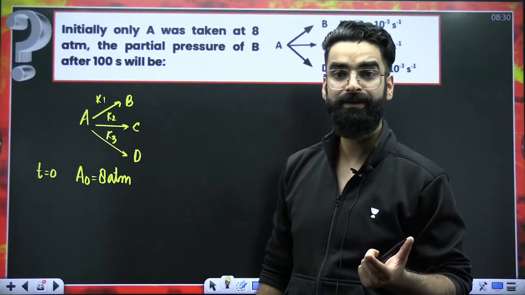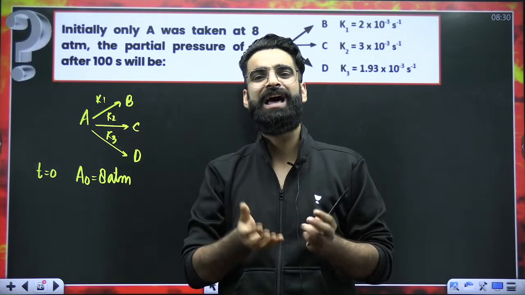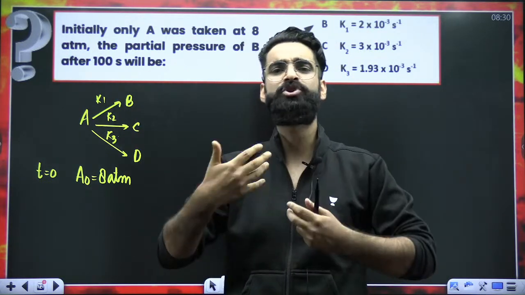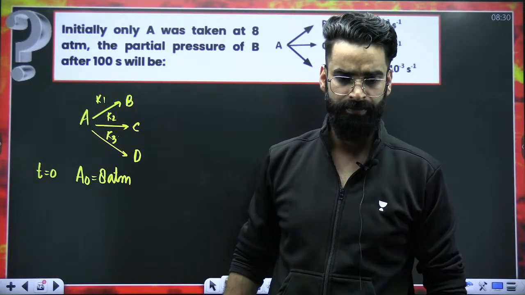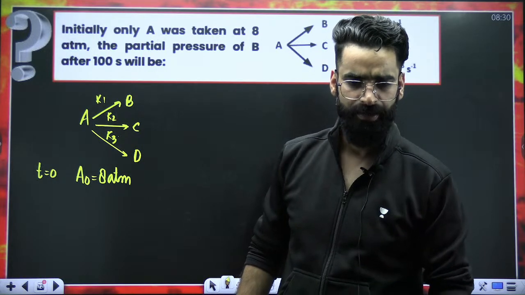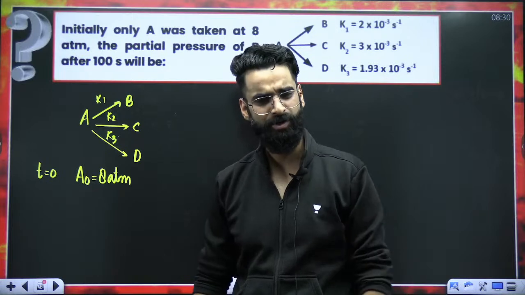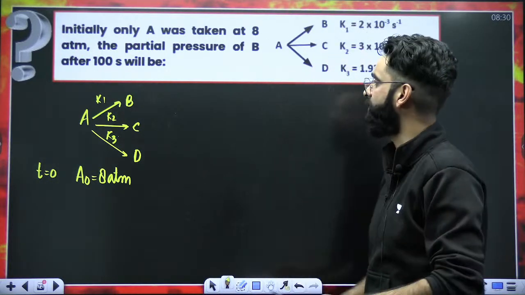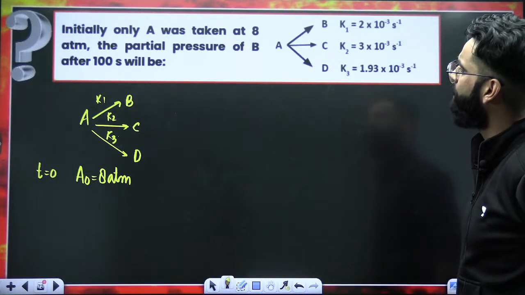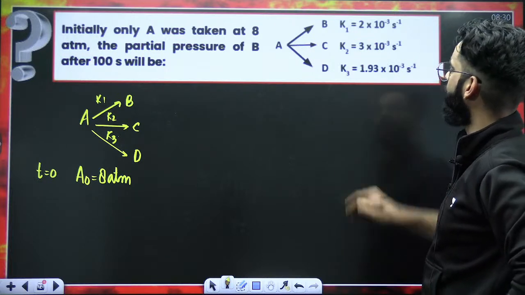Now you have to calculate. Let's assume that the gaseous mixture will have some total pressure. The contribution made by gas B towards the total pressure of the gaseous mixture is something which I call the partial pressure of B. And that partial pressure of B you have to calculate. And how exactly you'll be solving this? The partial pressure of B after 100 seconds. My dear students, first of all, K1, K2, K3 is given.